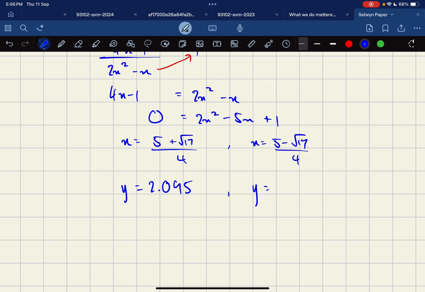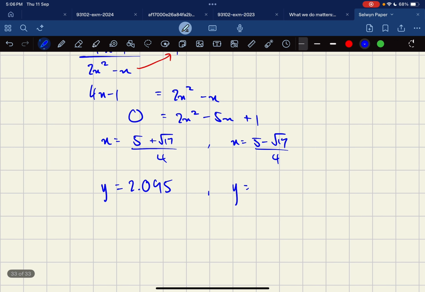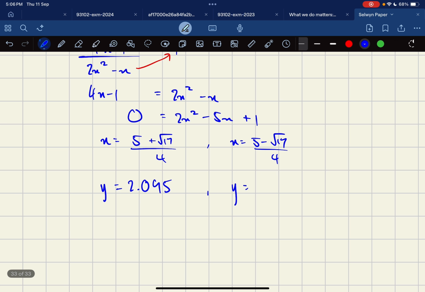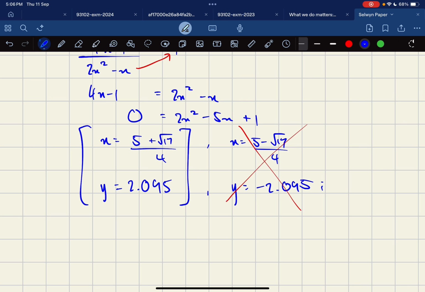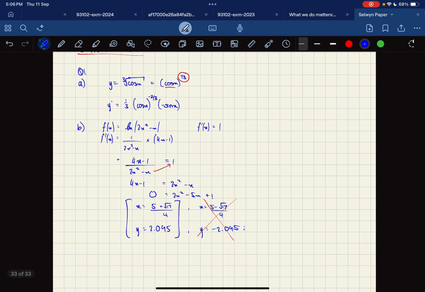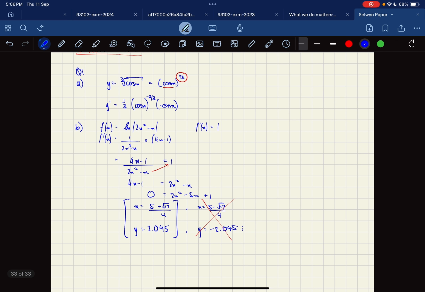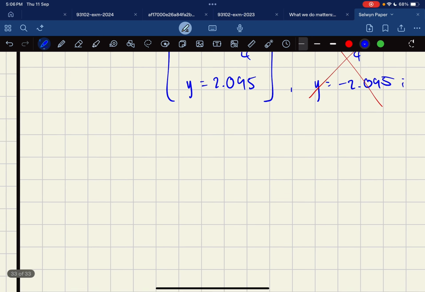okay, so this one gives you a negative answer inside the ln, so this gives you negative 2.095i, so that's imaginary, so we're going to ignore this solution. And so the only solution that exists is going to be this one here. And that's our answer.